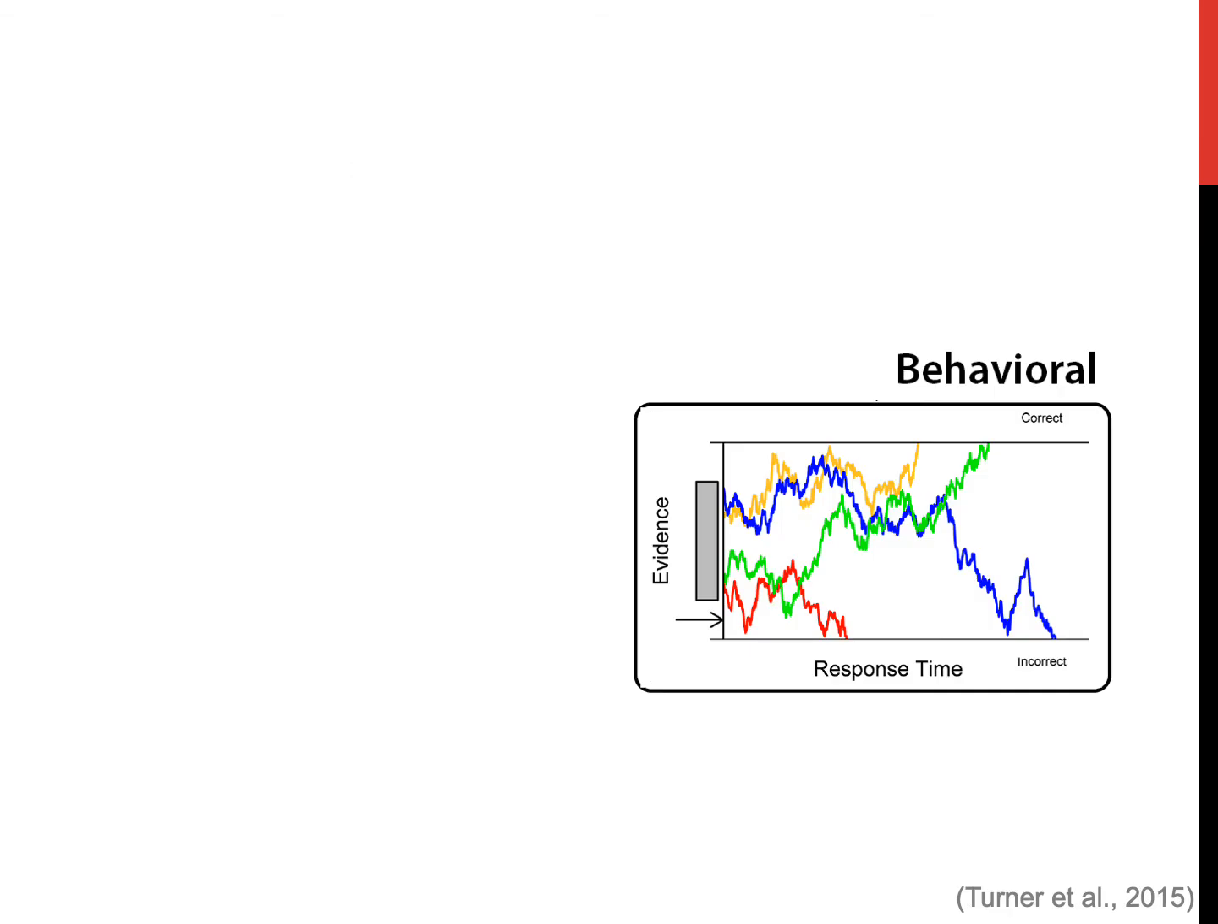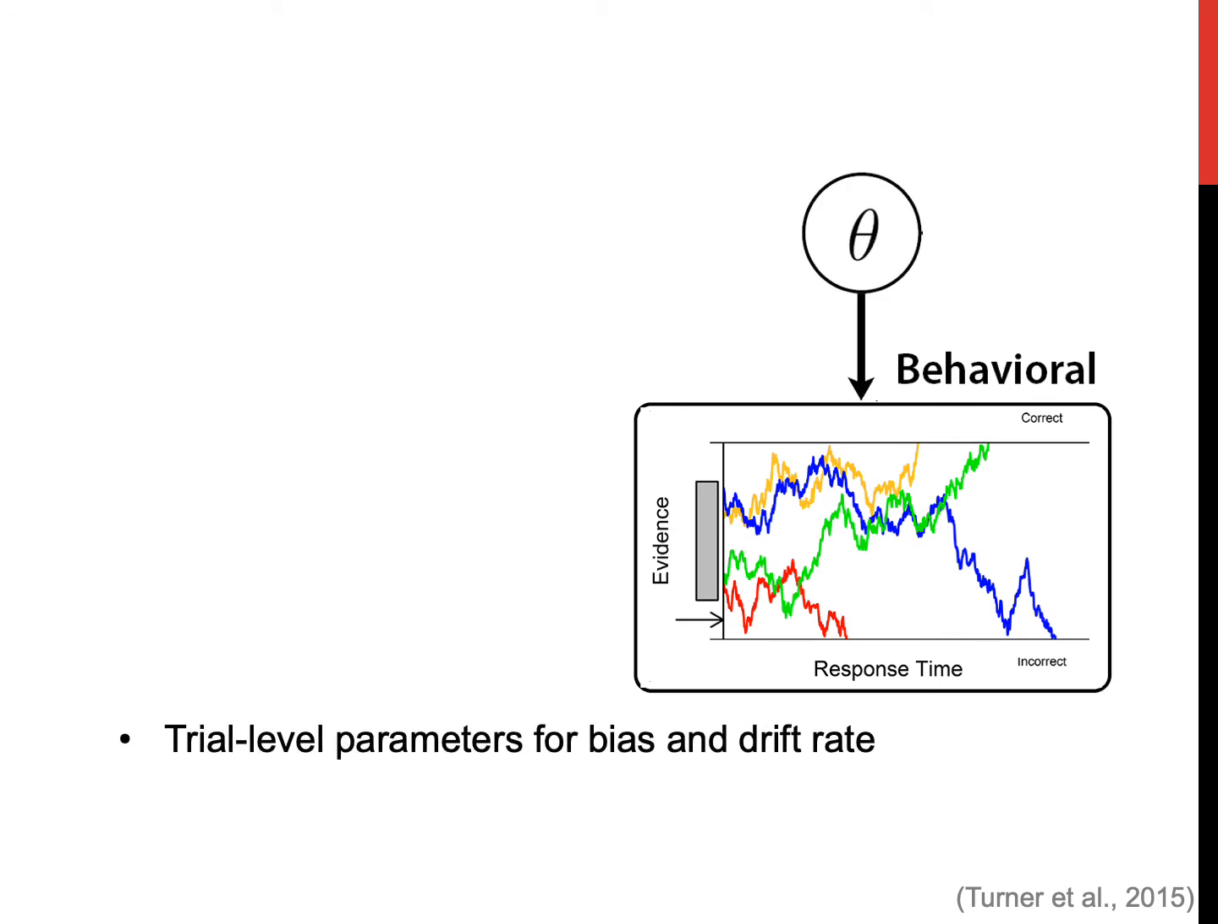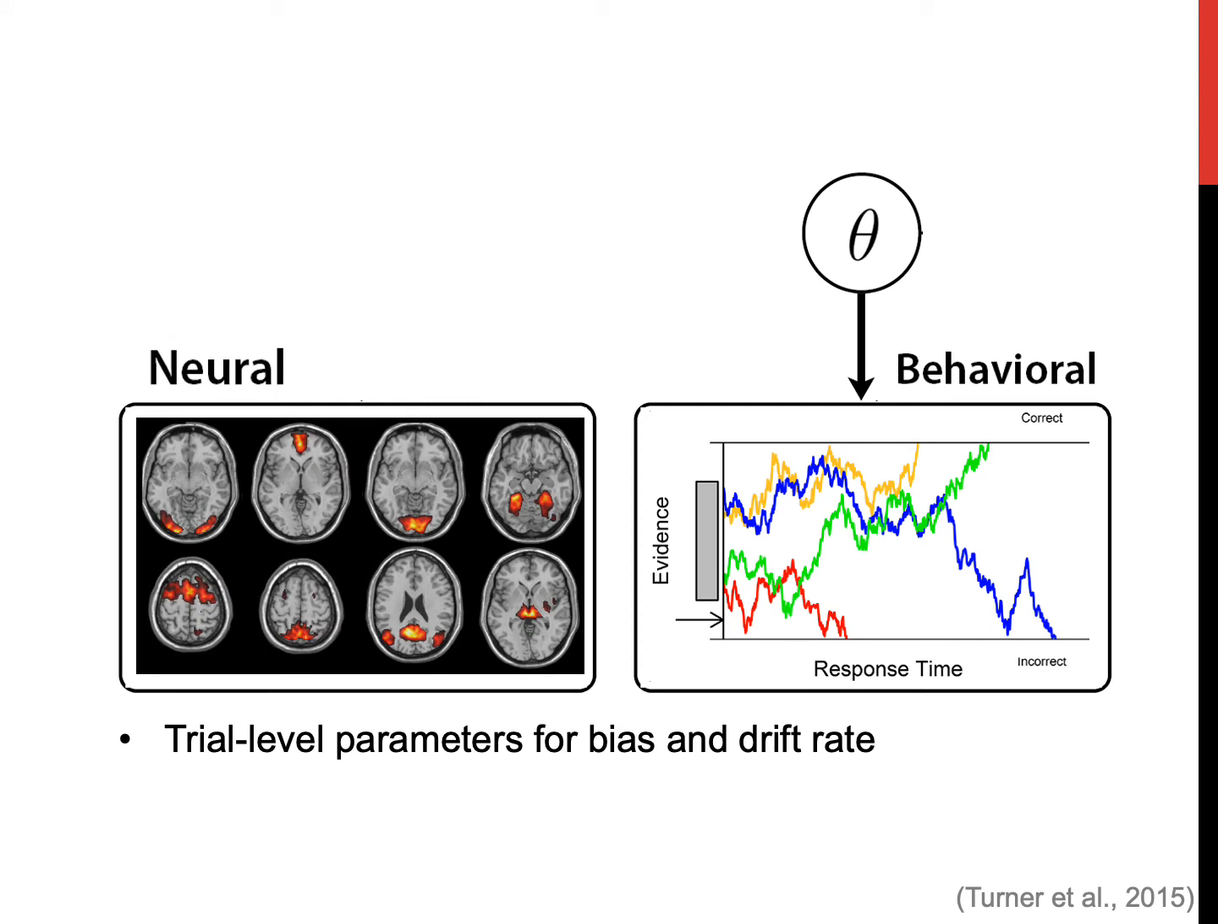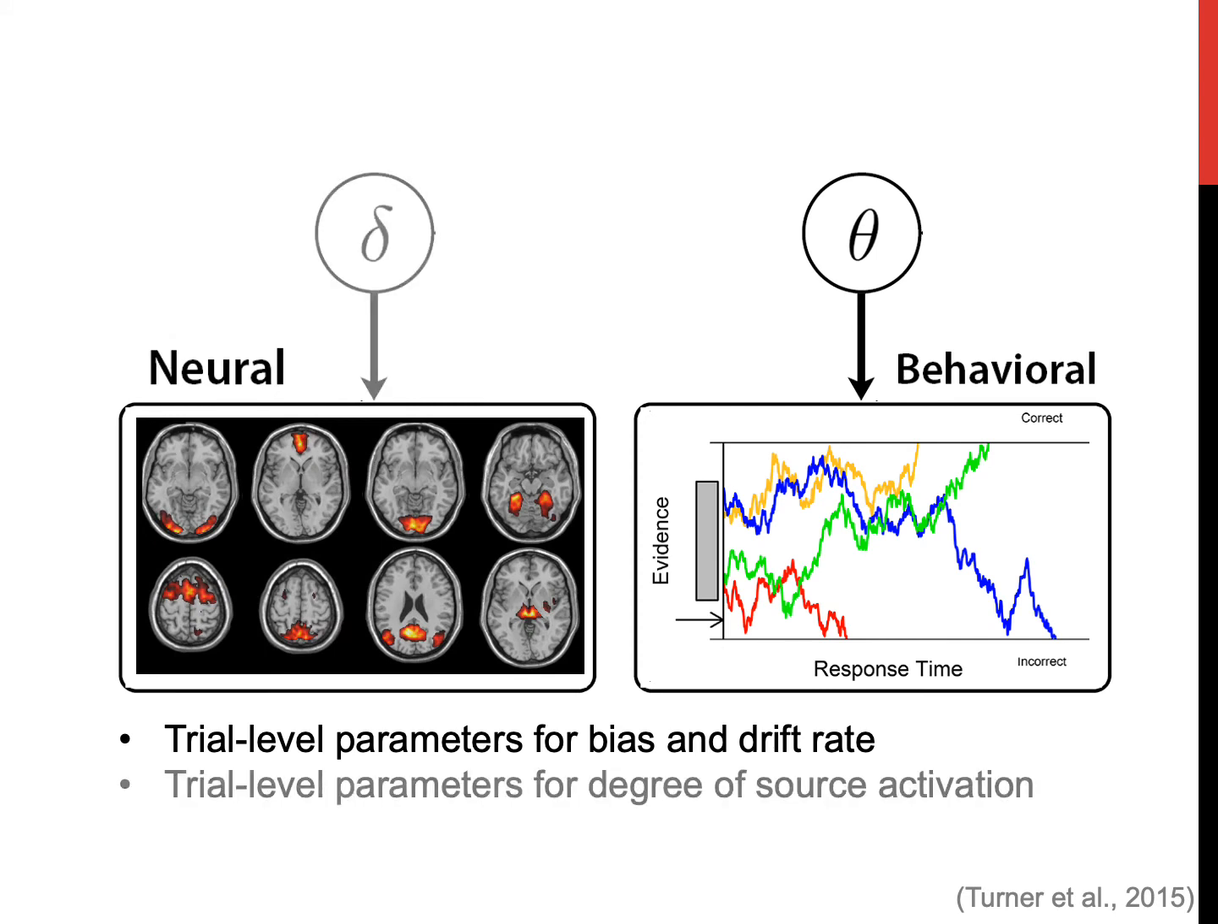To address this question, we developed a joint model to link the neural data directly to parameters of the DDM. We start with the DDM's representation shown here. In a Bayesian framework, we can model the parameters of the DDM to fit choice response time data on each individual trial. For the neural data, we identified a large set of ROIs, extracted their time series information, and modeled the activity in each ROI as a function of the presented stimulus. We call the set of activations for each ROI on each trial delta.